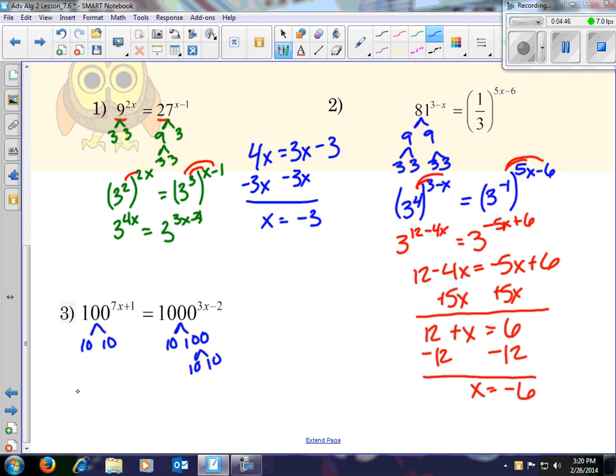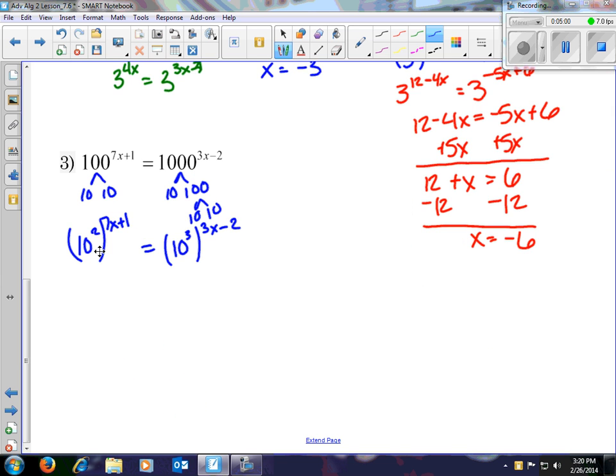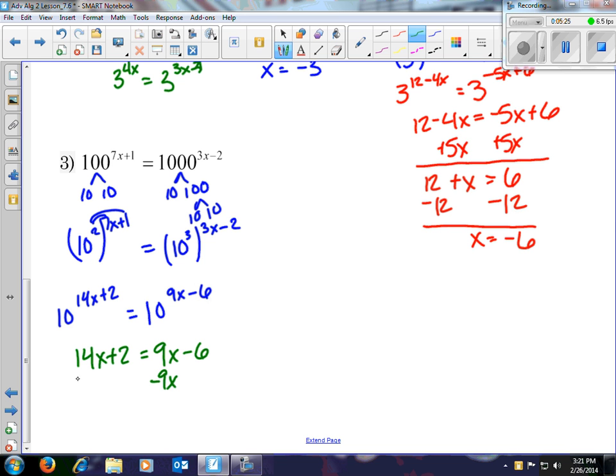So I can make 100 10 squared to the 7x plus 1 equals 10 cubed to the 3x minus 2. And then as I do this problem, I can distribute because these two multiply. So I have 10 to the 14x plus 2 is equal to 10 to the 9x minus 6. Now I have same bases, so I can set my exponents equal to each other. So I have 14x plus 2 is equal to 9x minus 6. So I subtract 9x from both sides.